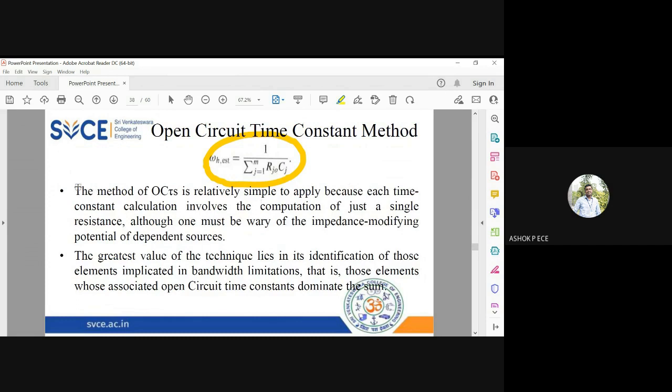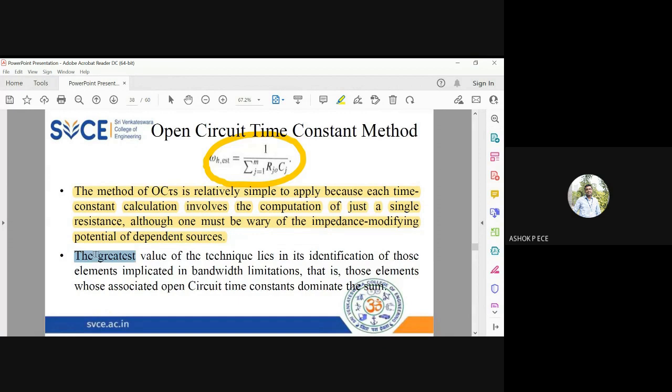The OC method is very simple because every time you calculate, you are only considering a single resistance and single capacitance. You just look at the circuit, analyze the conditions, and find out what tau i is. Tau i is equal to Ri times Ci. So for one particular RC value, you find the tau. If you have 10 combinations of R and C, you find tau 1 to tau 10. Add everything, take the inverse, and you get the estimate of the high frequency cutoff.